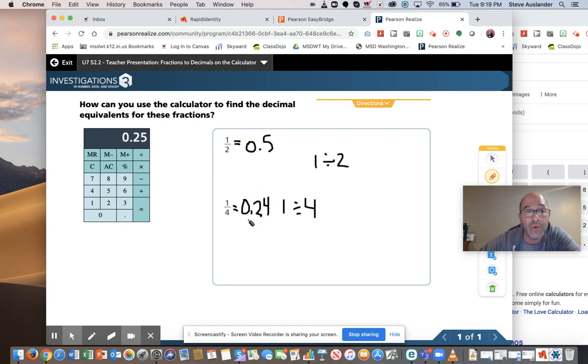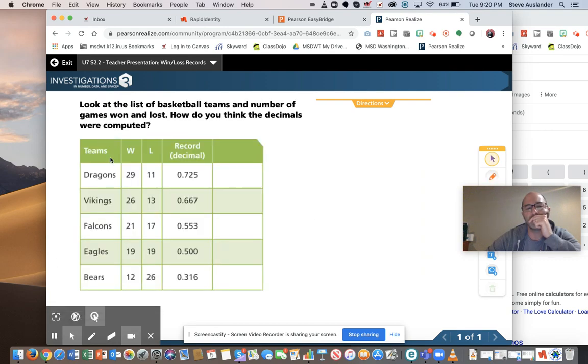When you divide numerator by denominator, it's the same as 1/4. 25 hundredths, my fault. When you divide 1 divided by 4, it's the same as 1/4, and 1 divided by 4 is 25 hundredths. 0 and 25 hundredths. We're going to keep going. I'm going to do a couple more examples here, and then you're going to try some of these on your own on Canvas.